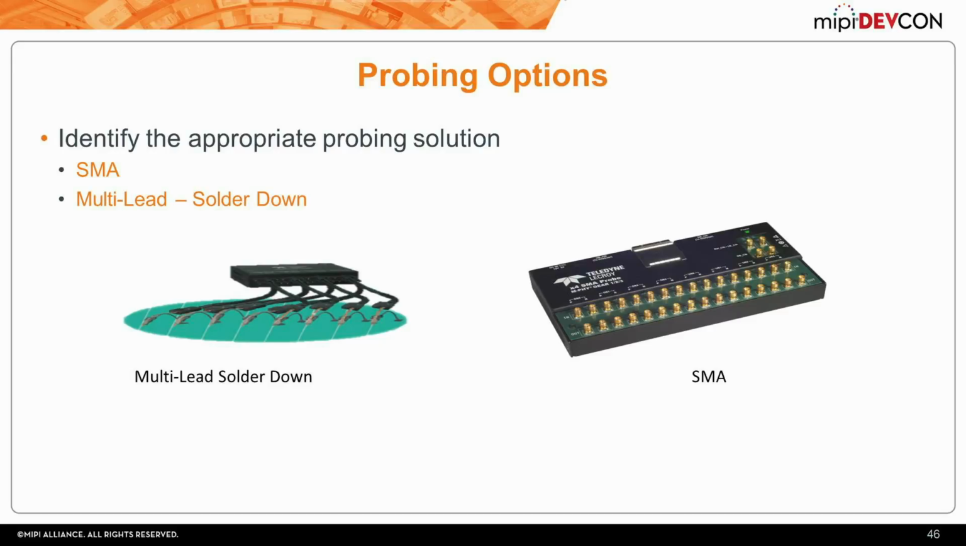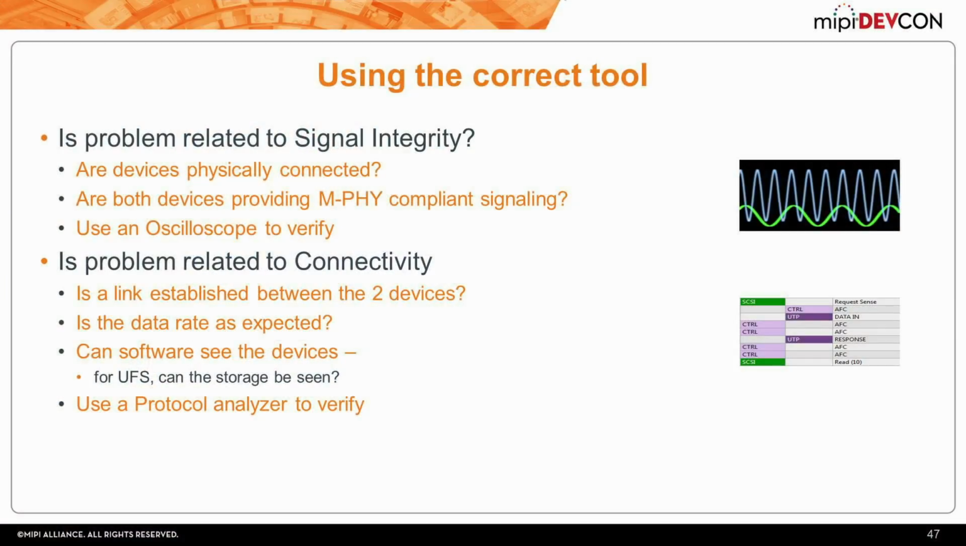So if you're looking at electrical, you're looking at each side independently. If you're looking at protocol, it's the interaction between the two sides. So you need to make sure you probe both sides of the link, otherwise you'll only see half of what's going on. So obviously SMA, another option here, may be available. So, like I said, use the correct tool.